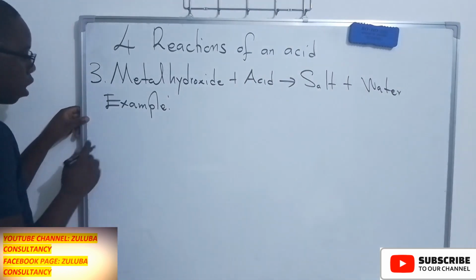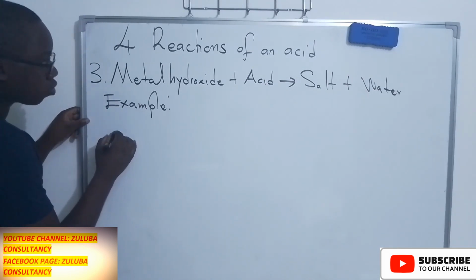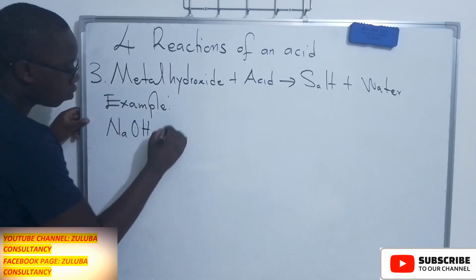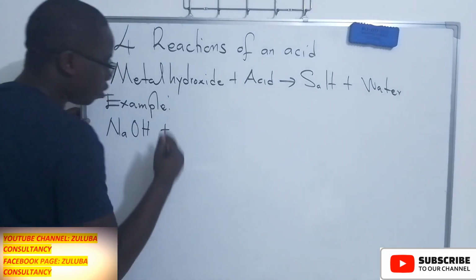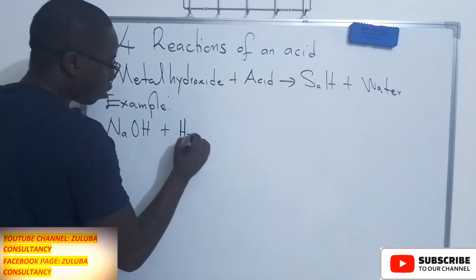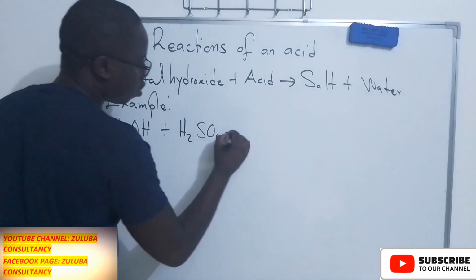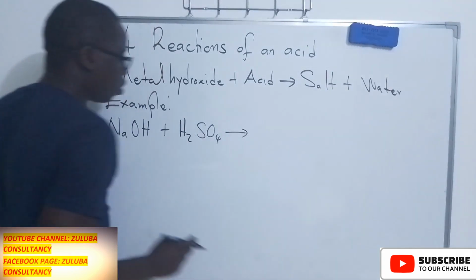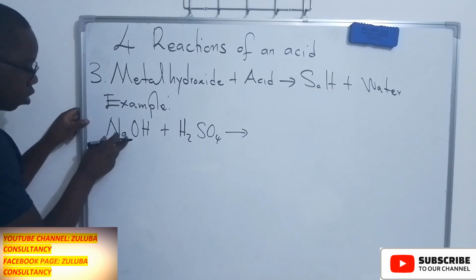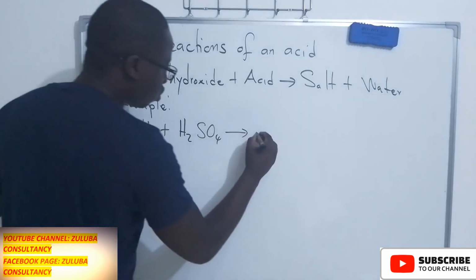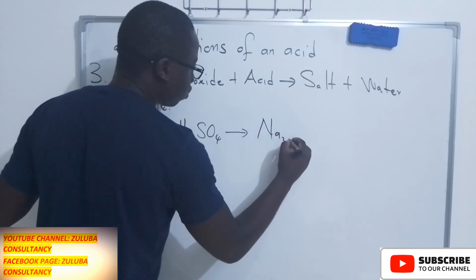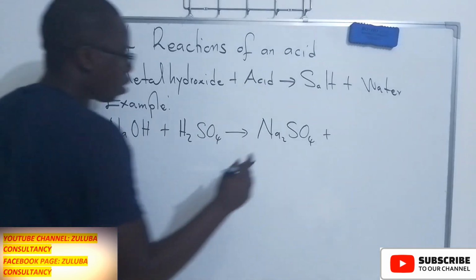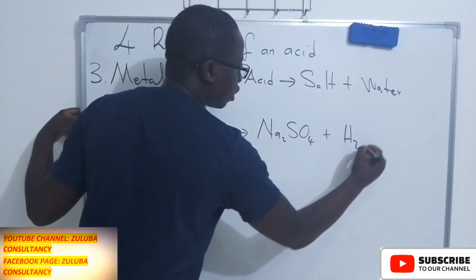The example could be a metal hydroxide rather. We can have sodium hydroxide plus the acid. Let's use sulfuric acid. What will be the product? We have said there should be a salt and water. So the salt will be sodium sulfate. So this is sodium sulfate, and we also have to have water.